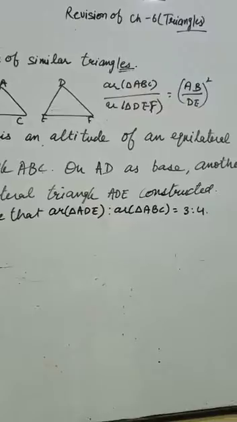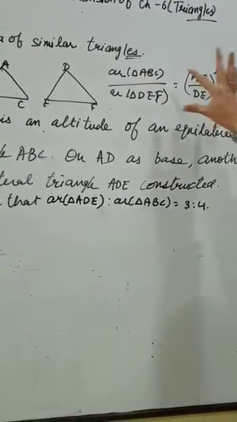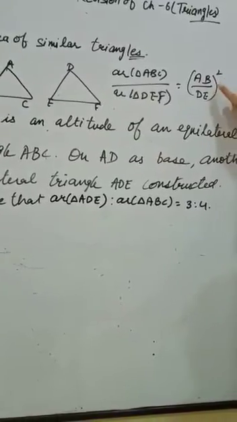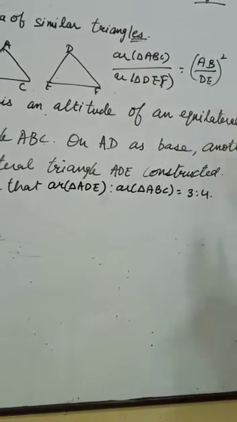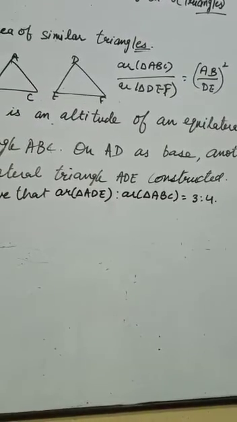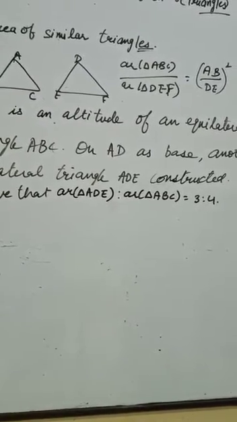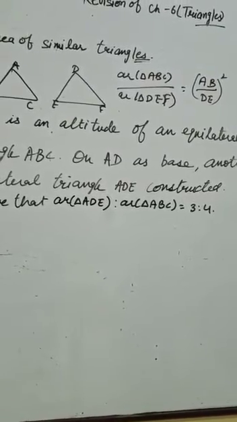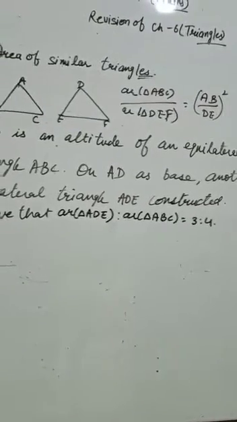Whenever we take the ratio of the areas of two similar triangles, it is equal to the square of the ratio of the sides. It is also equal to the square of the ratio of medians, the square of the ratio of altitudes, and of angle bisectors also. So let us see how we can use these points.